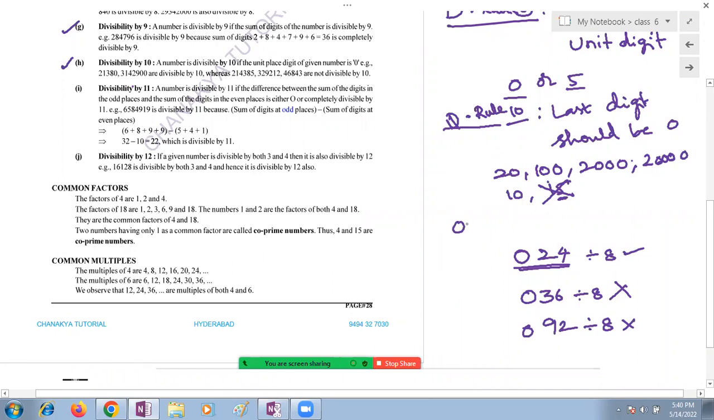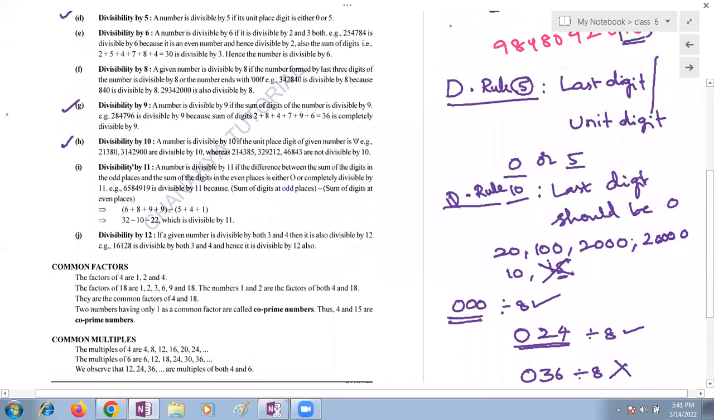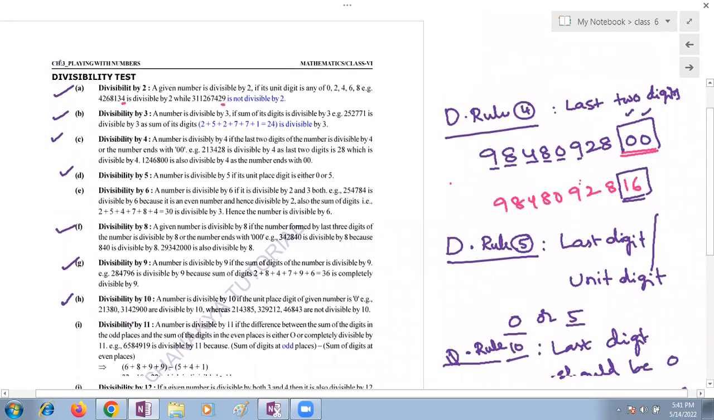Suppose the number 0, 0, 0 is there. The last 3 digits are 0. Yes, it is divisible by 8. If it is only a small number, you can make it into zeros. There is no confusion in that. Last 3 digits should be either exactly divisible by 8 or they should be zeros. Then we can say that the given number is exactly divisible by 8.